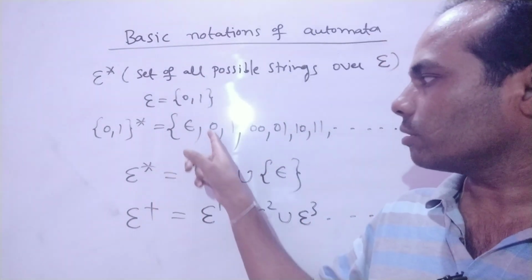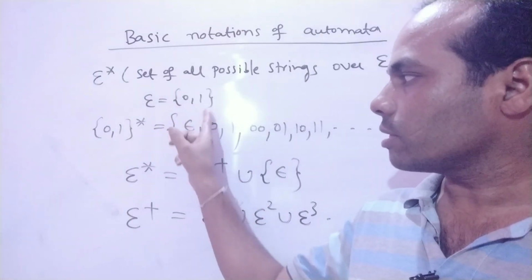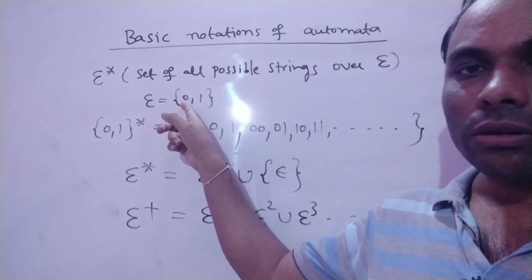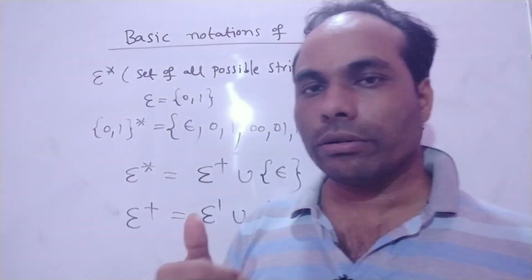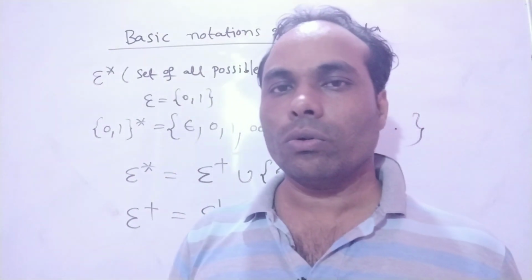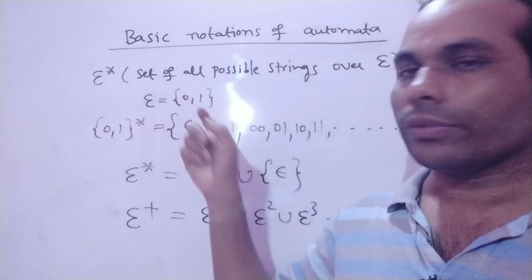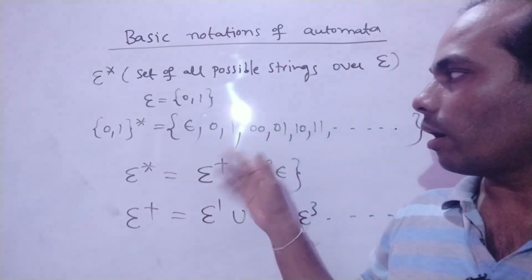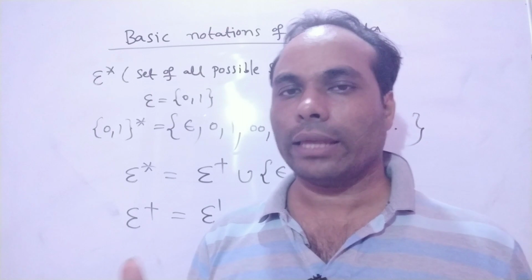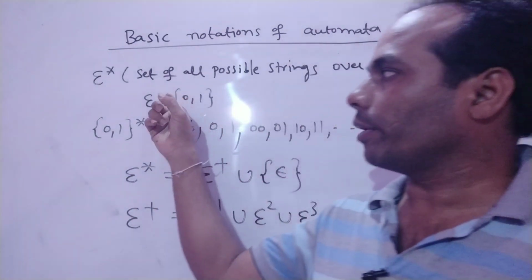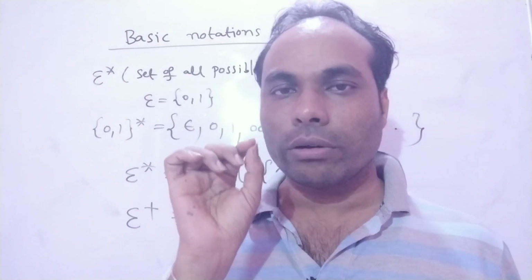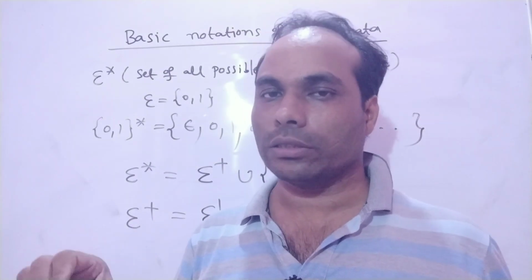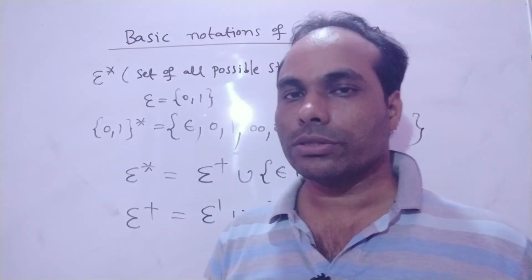First one is epsilon. It means 0 occurrences of a symbol, so length 0. Next is length 1, which is either 0 or 1. And next is length 2, which is all the length 2 strings generated from this alphabet: 00, 01, 10, 11, any of the possibilities. After that comes length 3, length 4, and like that an infinite number of strings are possible over this alphabet. So whenever the star is coming, you have to remember that, including the empty string, all the sets of strings are possible. You have to consider all the sets of strings.